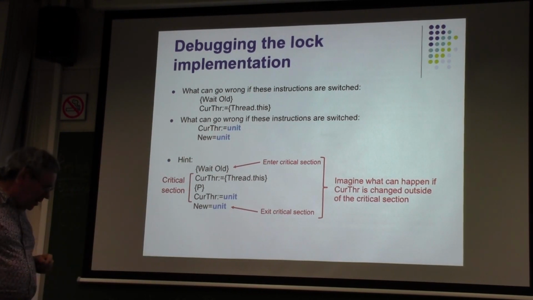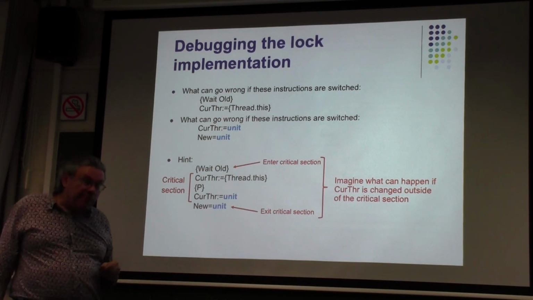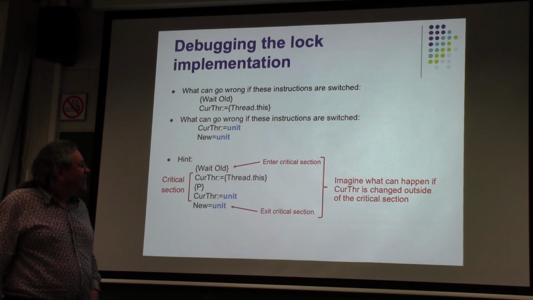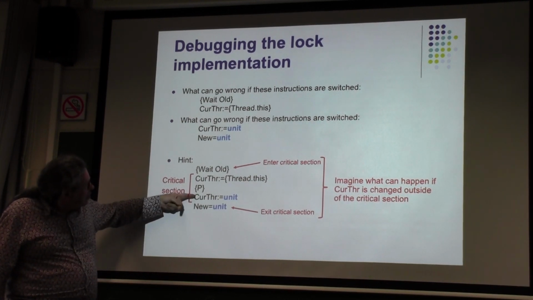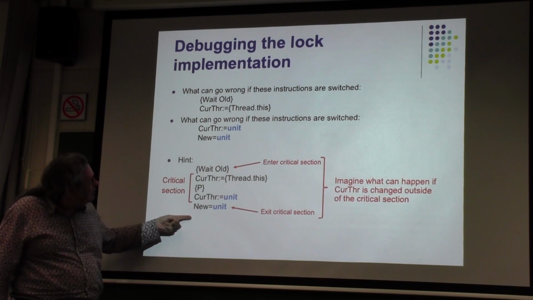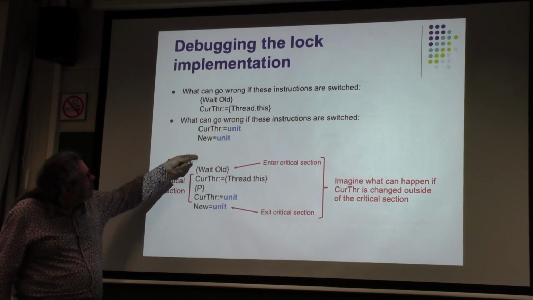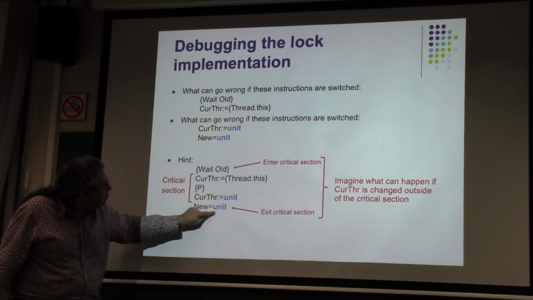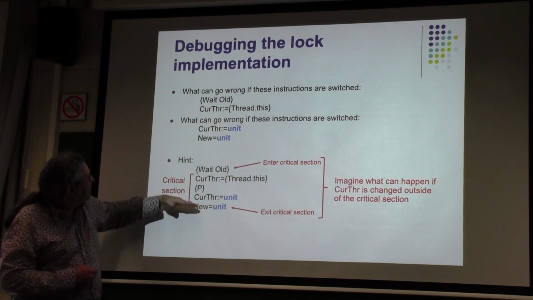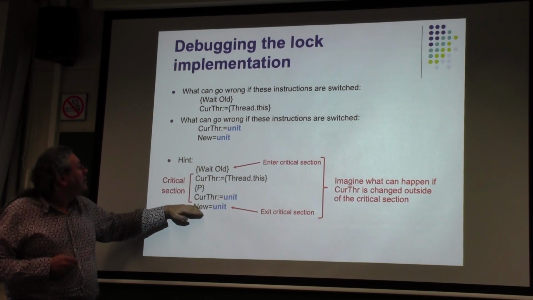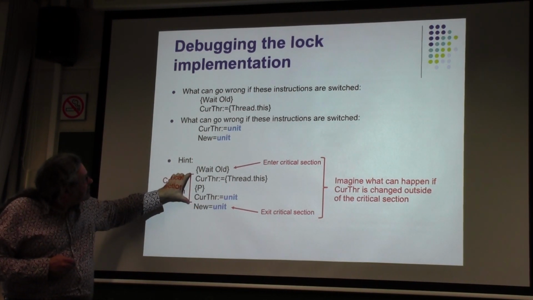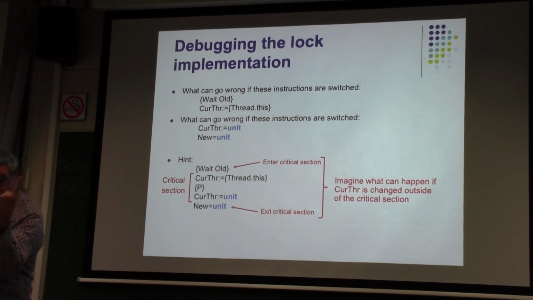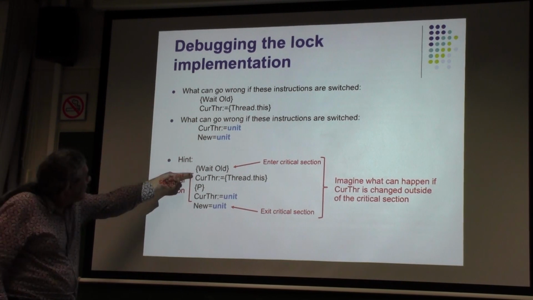Bad things can happen. That means you think something is in there, but it's not that thing, okay? So if you switch these two, you will update the current thread outside. Here also, if you switch these two, you will update it outside. So wait old, new equal unit is very important. It is the boundary of the critical section. And anything between that is inside. So anything in between that, you're guaranteed there will be only one thread running this.